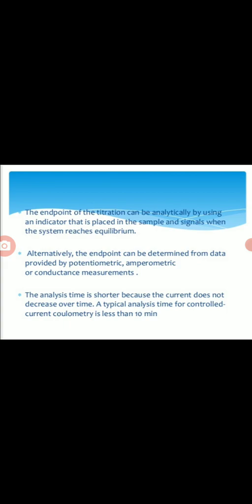The endpoint of the titration can be analytically calculated by using an indicator that is placed in the sample and signals when the system reaches equilibrium. Alternatively, the endpoint can be determined from data provided by potentiometric, amperometric or conductance measurement. The analysis time is shorter because the current does not decrease over time. A typical analysis time for controlled current coulometry is less than 10 minutes.